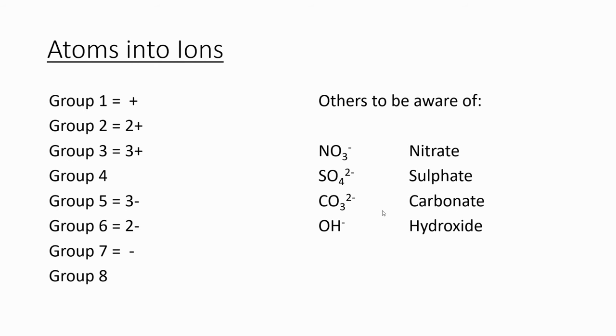We can use our knowledge of electron configuration to understand what charge each atom in each group will form. This applies to groups 1, 2, 3, 5, 6, and 7. Group 4 don't form ions, and group 8, group 0, don't form ions either. Group 0 have a full outer shell of electrons, so they do not want to gain or lose electrons, or share electrons for that matter.